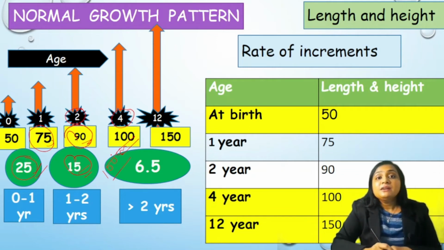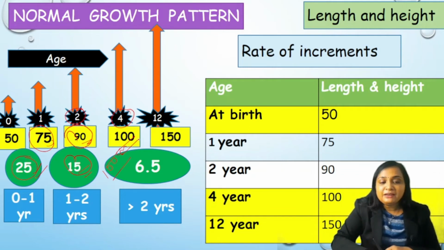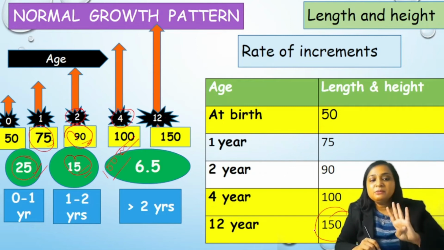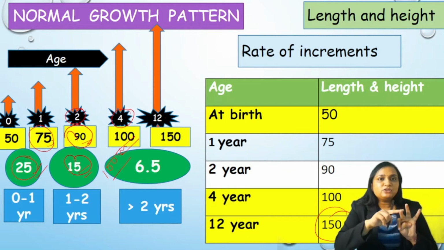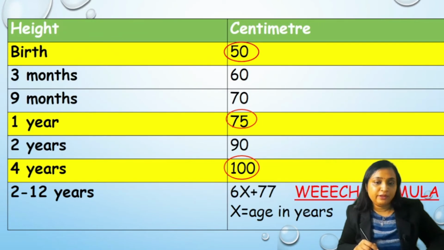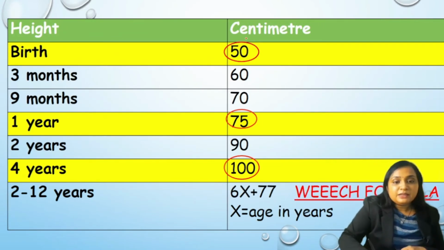So the child has a century for height at 4 years of age, and between 4 to 12 years, the child will grow around 6.5 centimeter per year, and by 12 years, the height will be around 150. So you have to remember 2 or 3 things. 1 year 75, 2 year 90, 4 year 100, and then at 12 year it is 150. This is important. Again, at birth 50, 1 year 75, 2 year 90, 4 year 100.